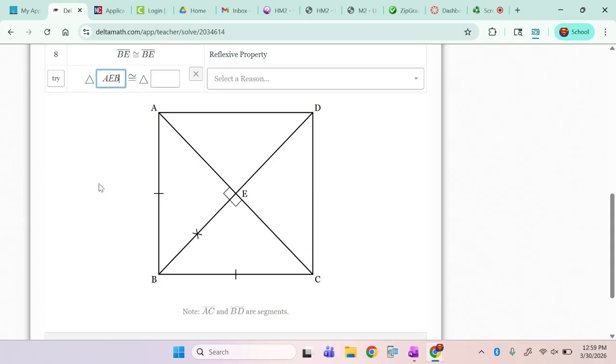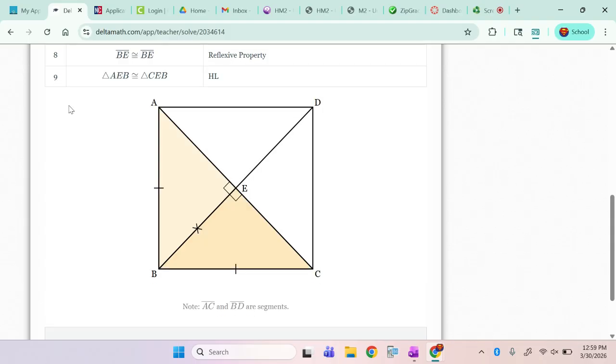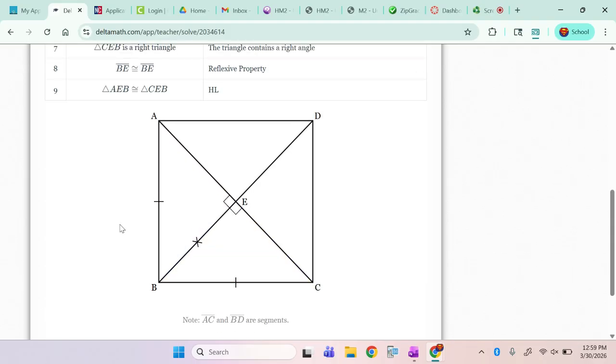So AEB is congruent to CEB by hypotenuse leg. Now, if you ever have to use hypotenuse leg, you have to state the triangles are right triangles. Otherwise, they'll count it wrong because they're picky.